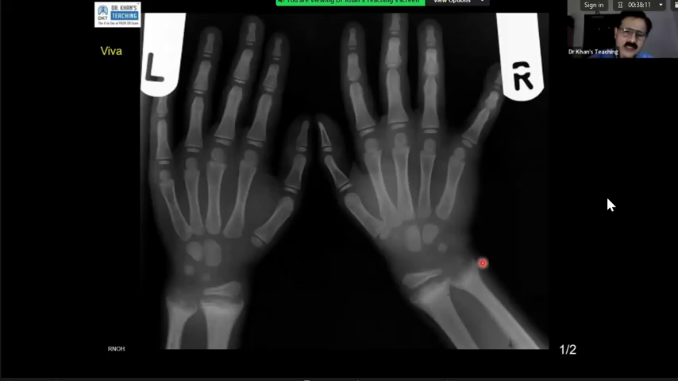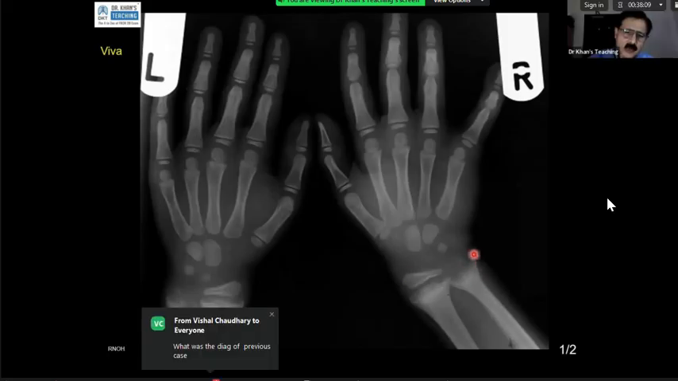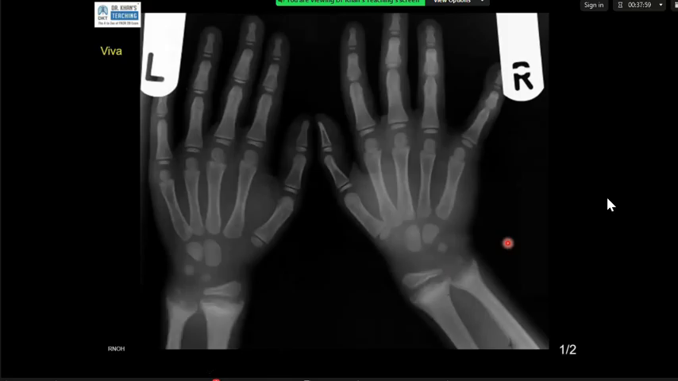Do you think this cannot be a Pelkin spur where I am pointing out? Or this one here? Maybe it's just pseudo appearing because of the cupping of the distal radius and ulna. Okay, well done, very good.